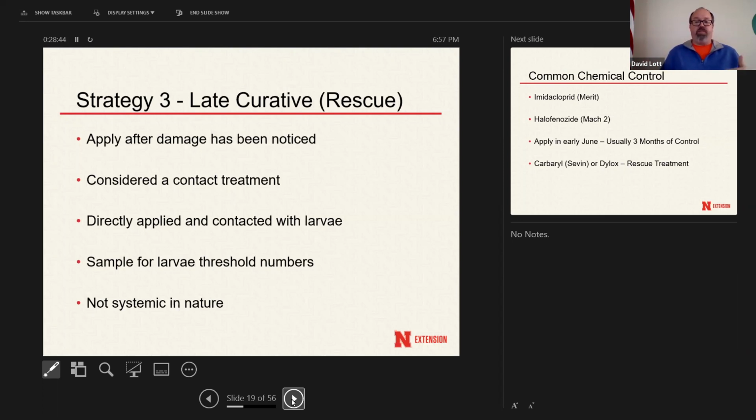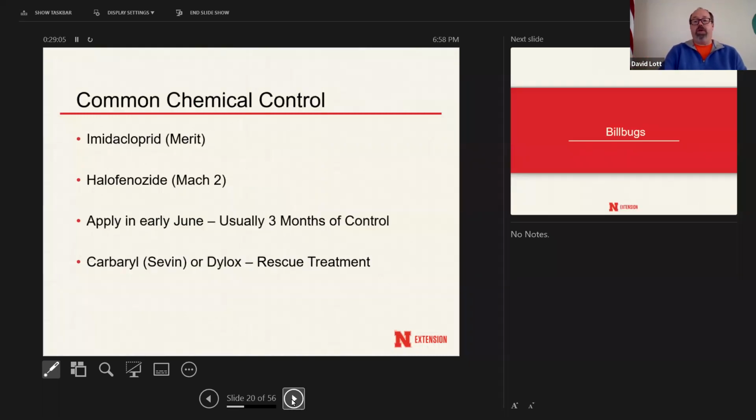So that's the difference between using a systemic, where it's sitting in the plant roots and as they chew, they get a dose of the toxin and they're smoked, versus waiting a little longer, testing the area and treating it with a systemic, versus, hey, it's July, I'm just going to put the stuff down. And so these are the common chemical products that we use. And the top two are the systemics.